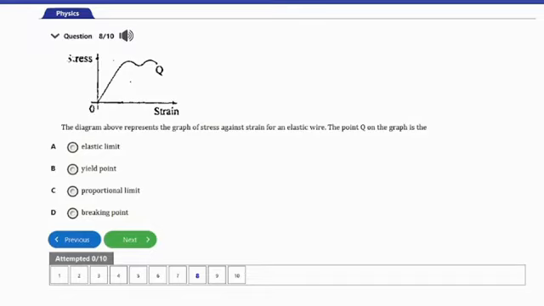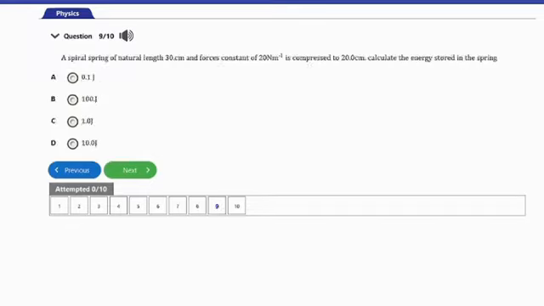So let's go ahead and consider the next question, guys. So the next question here says, a spiral spring of natural length 30 cm and force constant of 20 Newton per meter is compressed to 20 cm. Calculate the energy stored in the spring.